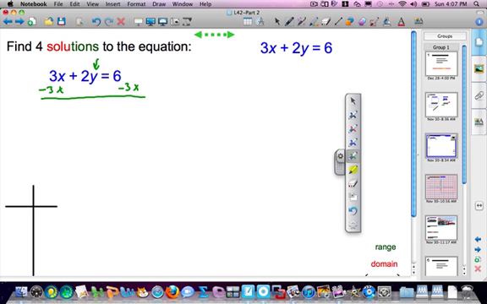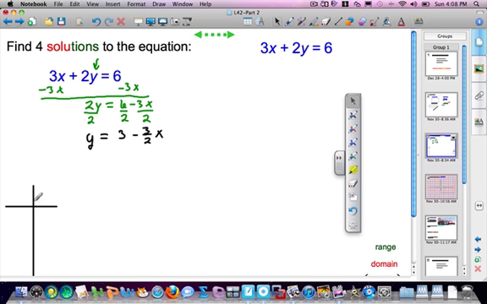This yields 2y equals 6 minus 3x. Now we will divide both sides by 2. And since the right side has two terms, I need to divide both of those terms by 2 to keep the equation true. So the equation in function form is y equals 3 minus 3 over 2 x.